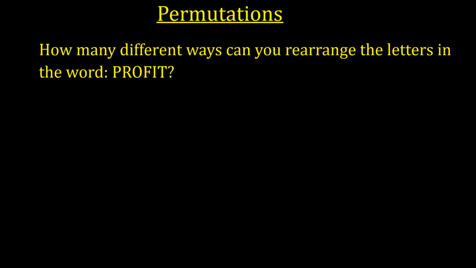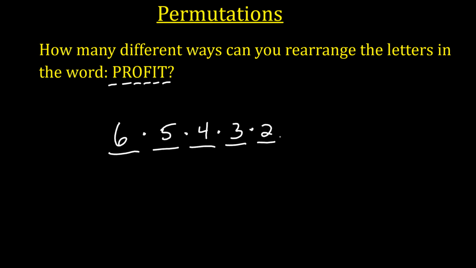So the first question we have here is, how many different ways can you rearrange the letters in the word profit? Well, we have 6 different letters here, P-R-O-F-I-T. Since all of these letters are unique, there's no repeating letters, we'll talk about that in a different video. We have 6 choices for the first letter, then 5 choices for the second letter, then 4 choices for the third letter, then 3 choices for the fourth letter, then 2 for the fifth, and then 1 for the sixth.